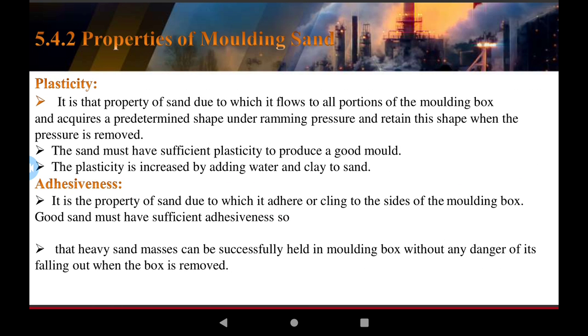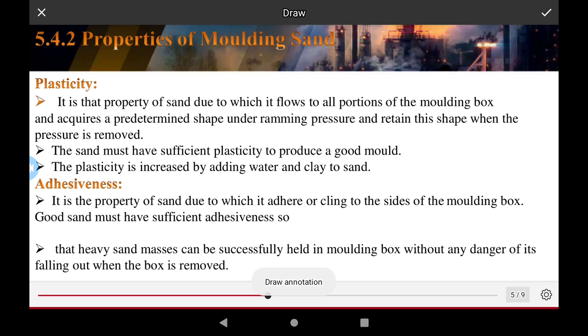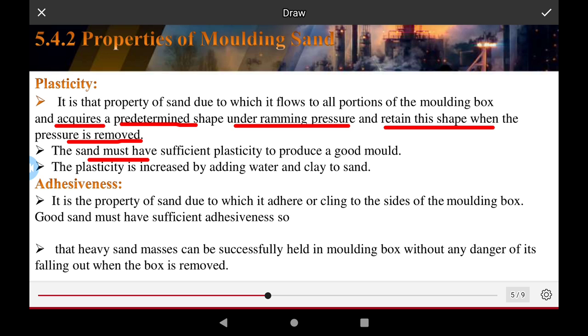The next property of the molding sand is plasticity. It is the property of sand by which it follows the shape of the molding box accurately, acquires a permanent shape under the ramming pressure, and retains the shape when the pressure is removed. The sand must have sufficient plasticity to produce good molding.